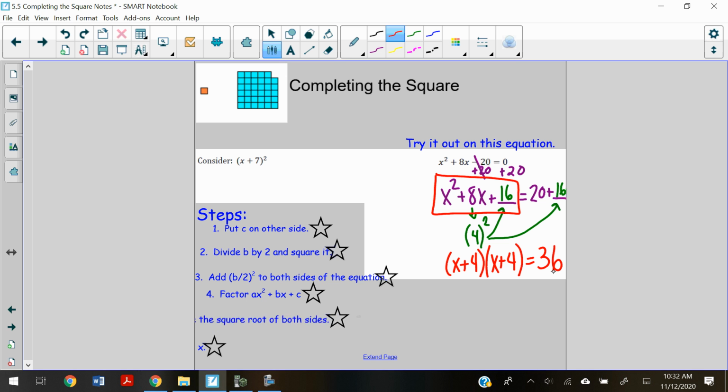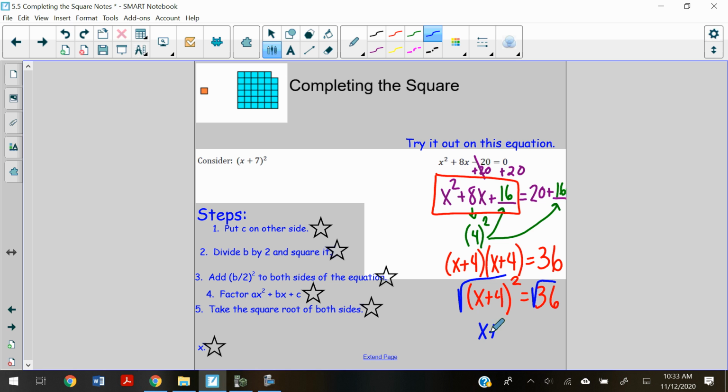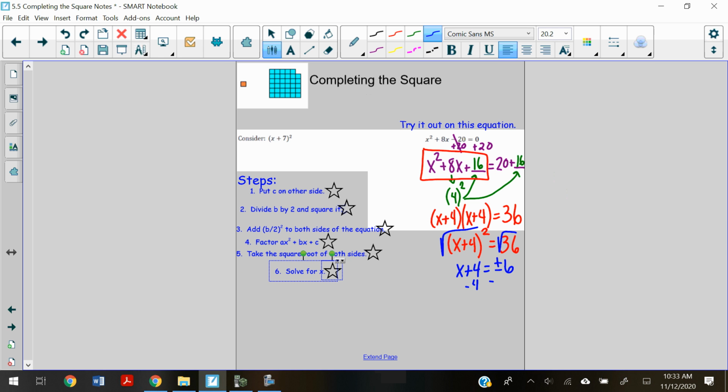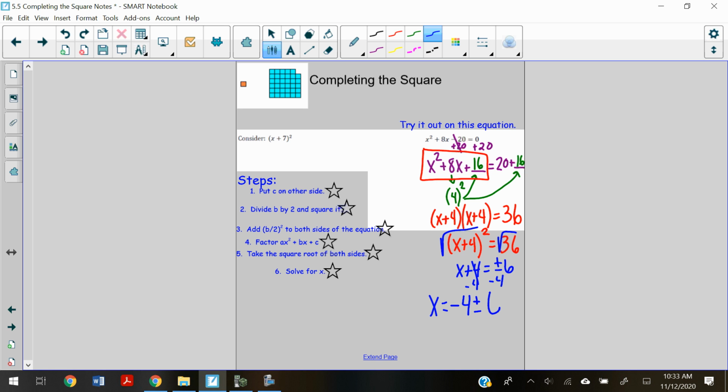We are going to take the square root of both sides because remember, x plus 4 times x plus 4 becomes x plus 4 squared. So the next step says we take the square root on both sides. So we get x plus 4 equals, 36 is a perfect square root, so I get plus or minus 6. And then the last one is going to be solve for x. So that means I'm going to subtract 4 over, and I get x equals negative 4 plus or minus 6.